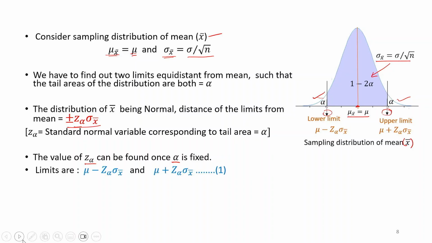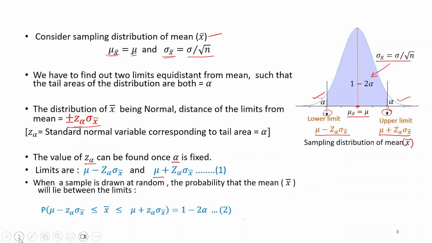Now the limits will be how much? From here to there, on the right hand side it is mu plus this much. And on the left hand side, the z values are negative, so it will be mu minus this. So these two will be the limits, upper limit and lower limit: mu minus z alpha sigma x bar, and mu plus z alpha sigma x bar. These are the two limits.